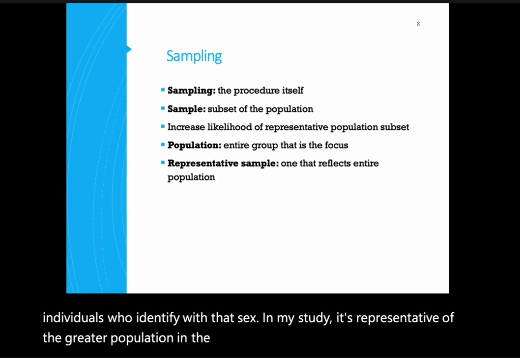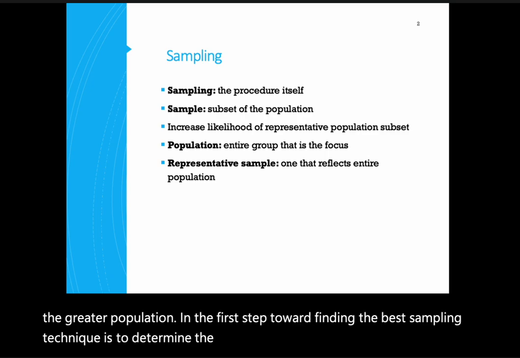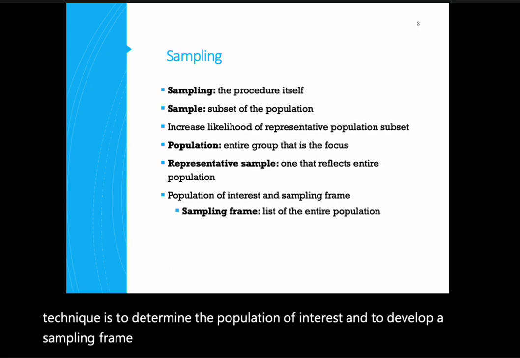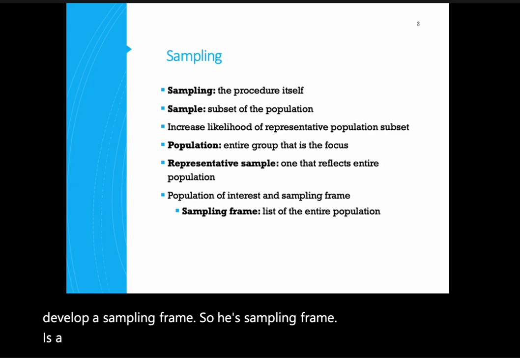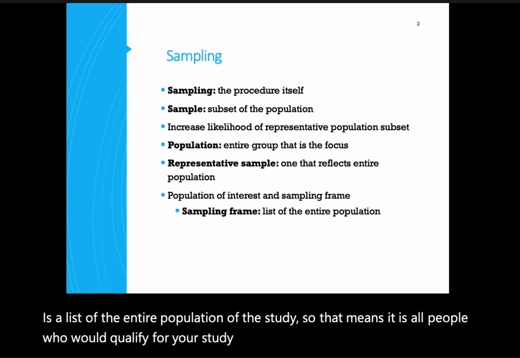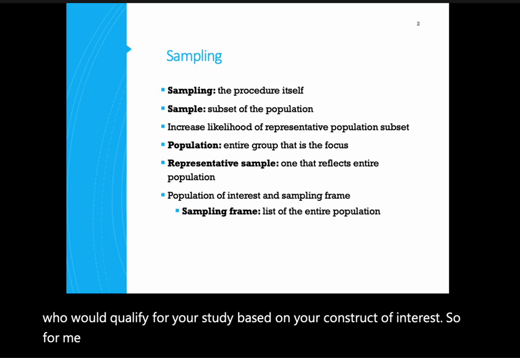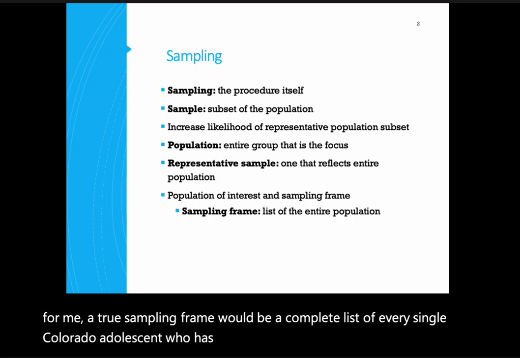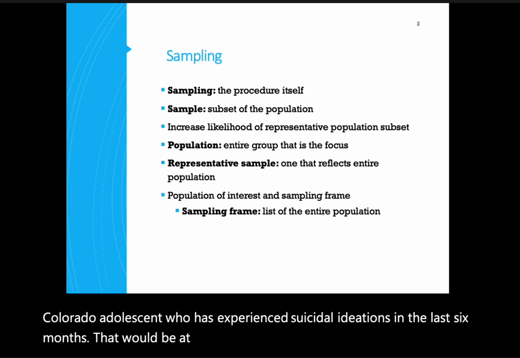The first step toward finding the best sampling technique is to determine the population of interest and to develop a sampling frame. A sampling frame is a list of the entire population of the study. That means it is all people who would qualify for your study based on your construct of interest. So for me, a true sampling frame would be a complete list of every single Colorado adolescent who has experienced suicidal ideations in the last 6 months. That would be a true sampling frame.